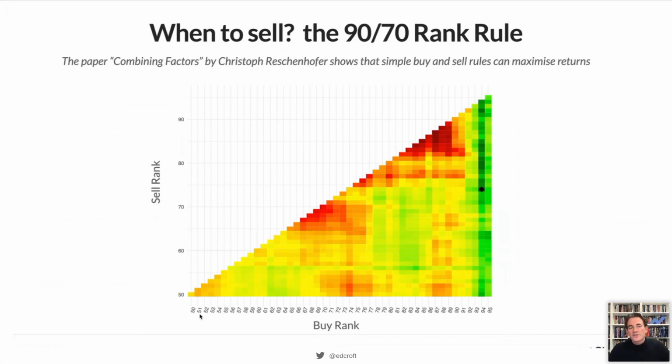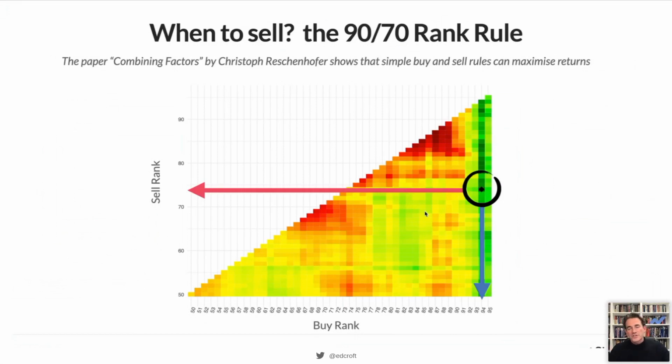And in this chart, you've got the buy rank from 50 to 95 on this axis, and the sell rank from 50 to 95 on this axis. And in his research, he used a very similar kind of ranking methodology as we use, so I thought it was a good analogy to us on the site. Where this is green is a good buy sell trigger point. Where it's red is a bad buy sell trigger point. And you can see right here is that sweet spot.